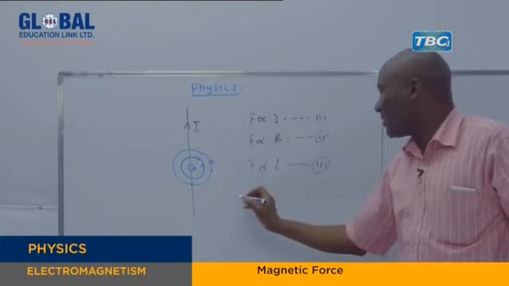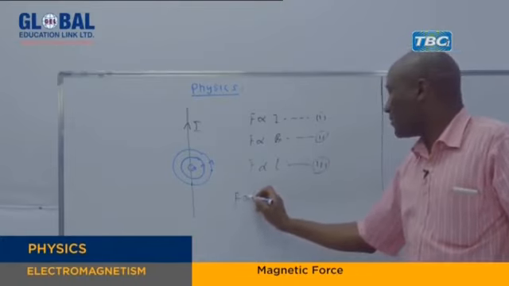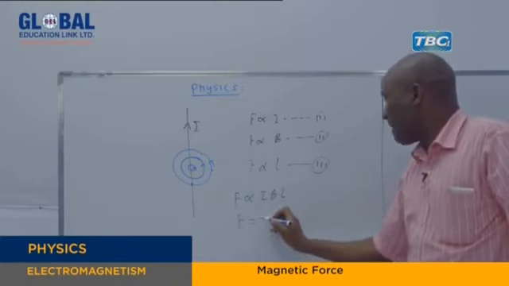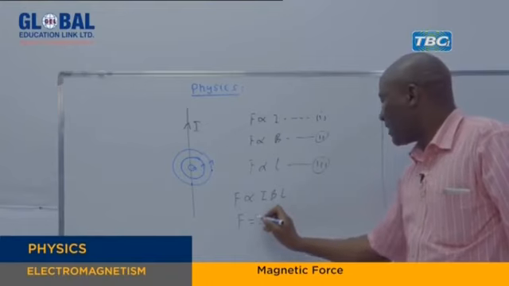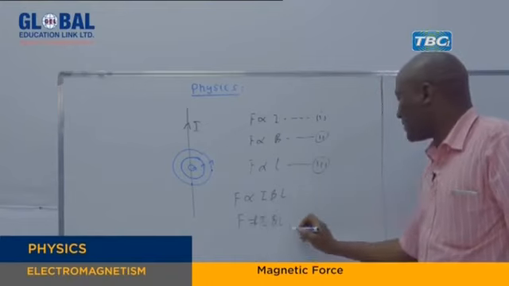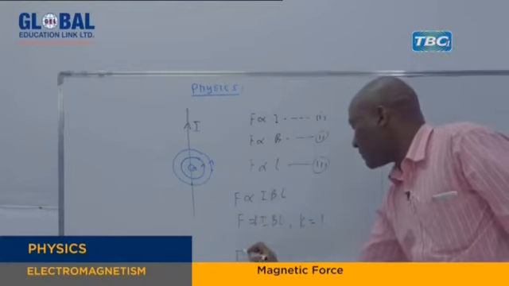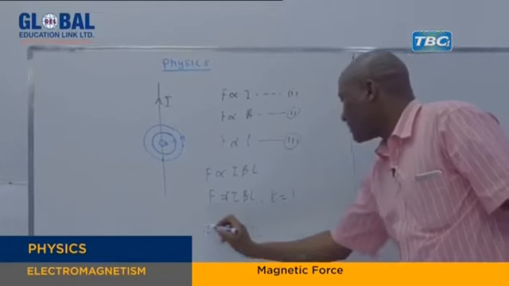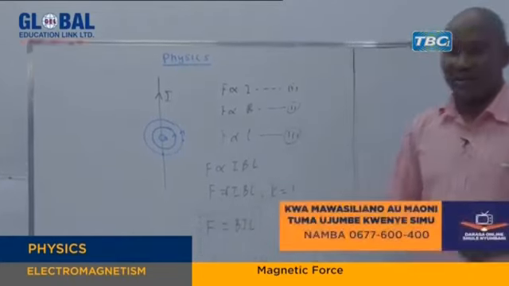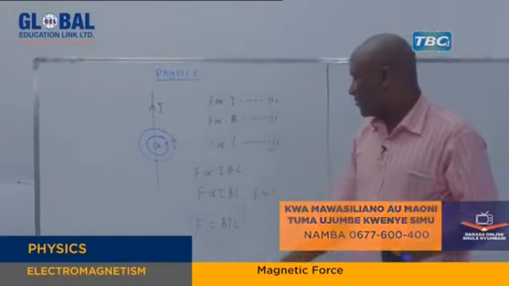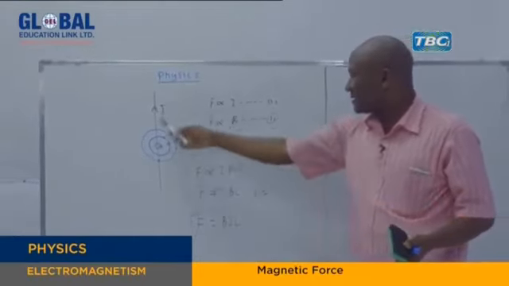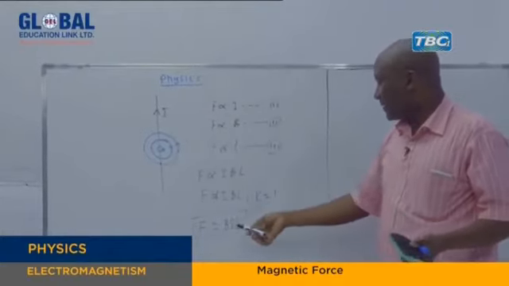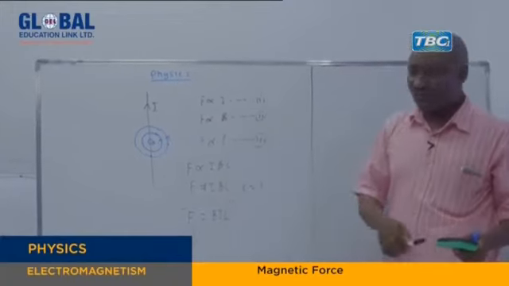If you combine the three quantities, we have that force is proportional to I B L, and this equals a constant times I B L. Experimentally, this constant equals 1. So the force F equals B I L. This is the force which is acting on a conductor, a straight wire like that. So we have the magnetic field, we have the current, and we know the length of the conductor, so you can find the magnetic force. Remember, this is the maximum force which is produced.